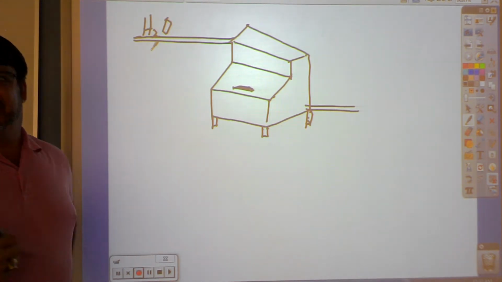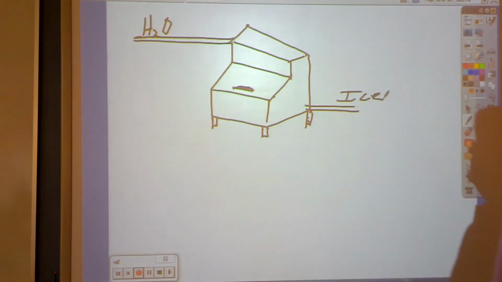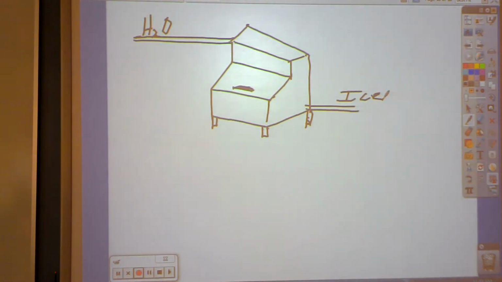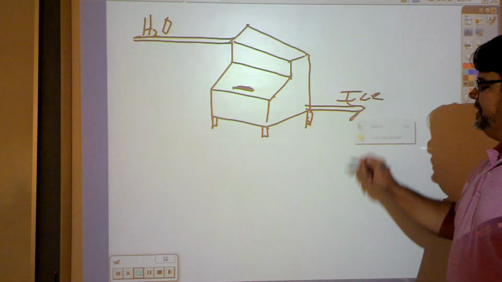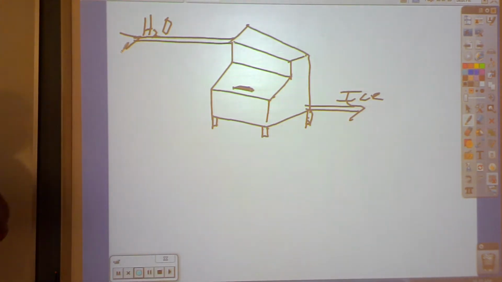Water. And what comes out of it? Ice. It is working, ice. Okay? Maybe like the drain. Yeah, okay, I know what you're thinking. You're thinking water, yeah, condensation. But I'm thinking more of output, okay? And input.